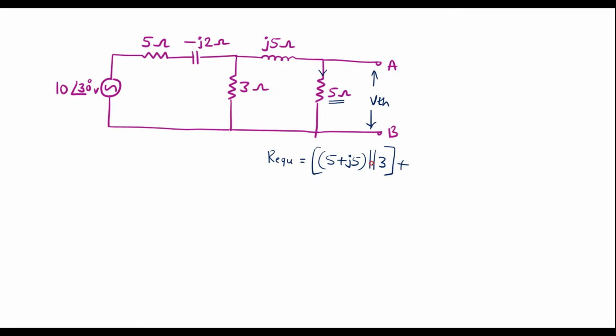plus the value of this, which is in series with this, that is 5 minus J2. Let me solve this. R equivalent is equal to, so these two are in parallel, so it is nothing but the product of the resistances divided by the sum of these values, that is 5 plus J5 into 3, divided by the sum, that is 5 plus J5 plus 3.